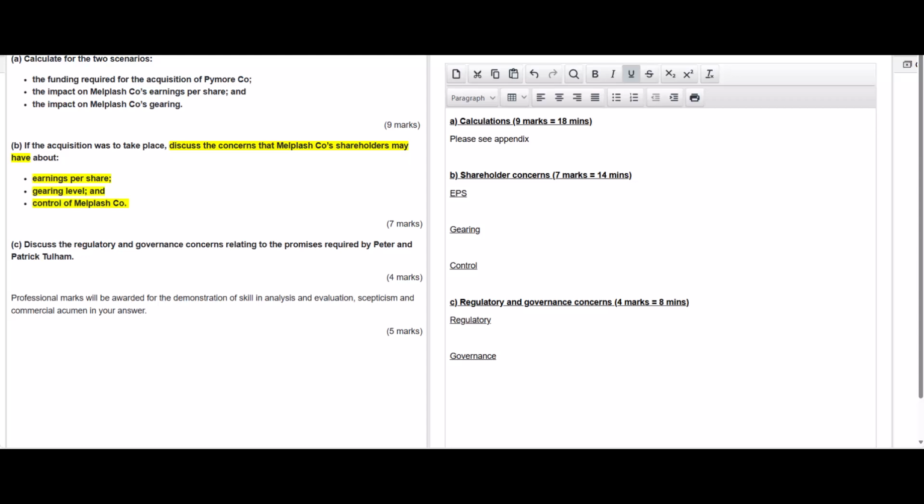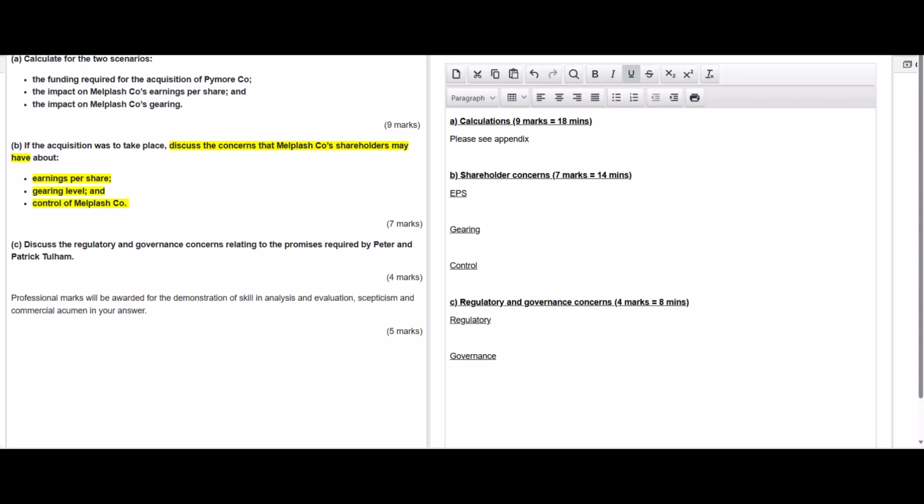Right, on to part B, and this is the discussion part. So discuss the concerns the shareholders may have about earnings per share, the gearing level, and the control of Melplash. Now, this gives us a real opportunity to get in some of our professional marks as well. So we can be a bit skeptical of the calculations we've done. We can link it to the scenario, so get some commercial acumen marks as well.